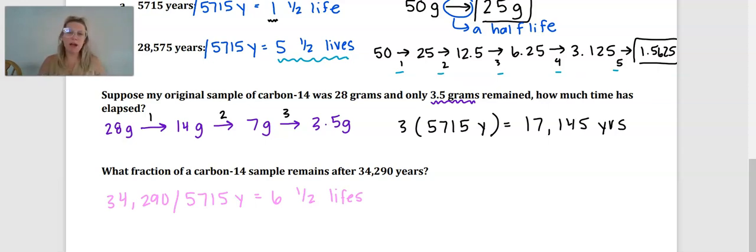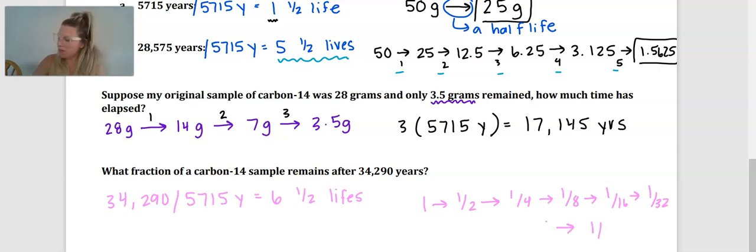Now, in this problem, note that whenever you're working with fractions, at the very start your initial fraction is always going to be 1. So your initial fraction is 1, and we need to go 6 half-lives. After 1, we'd have 1/2 of our sample. After 2, we'd have 1/4. After 3, I'd have 1/8. After 4, I would have 1/16. After 5, 1/32. And then after 6, I would have 1/64 of my initial sample.